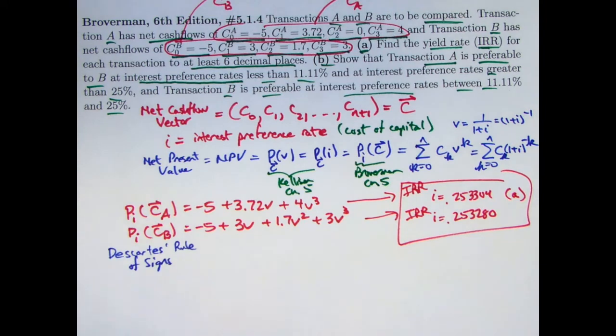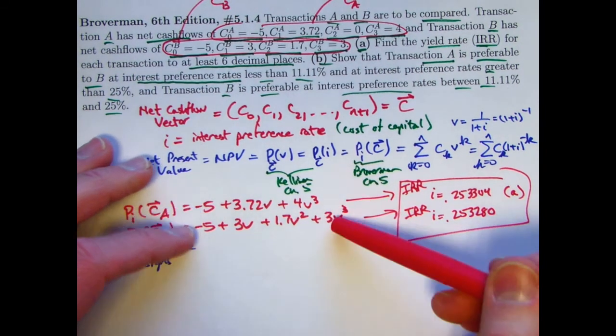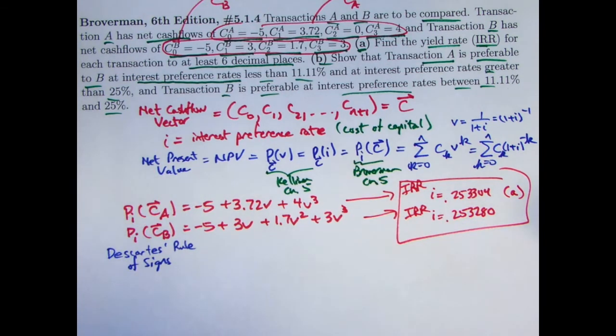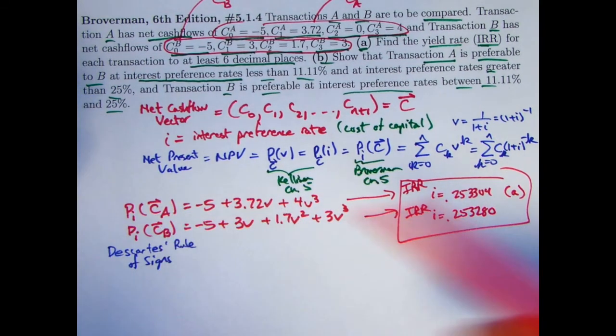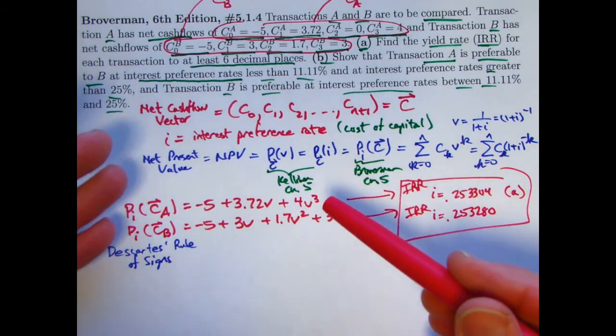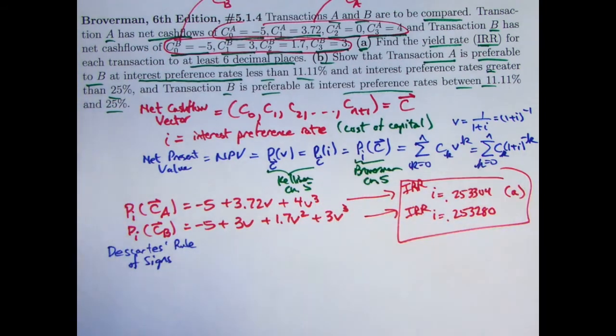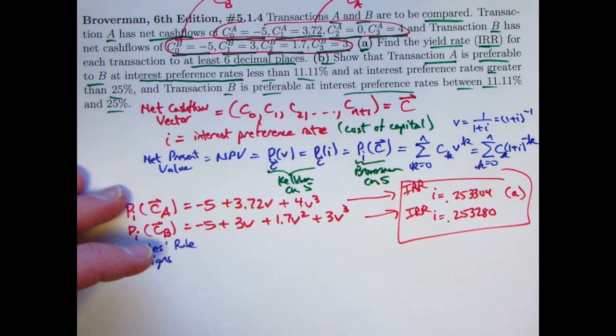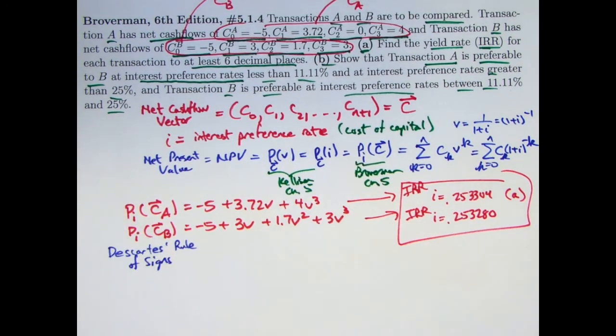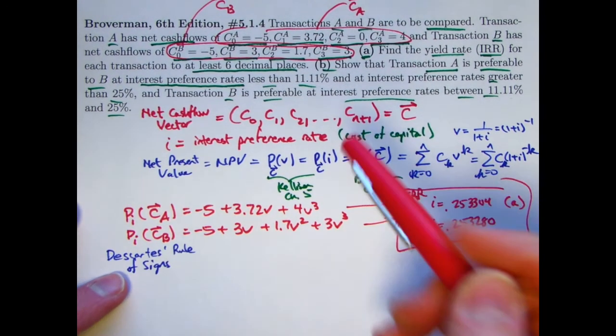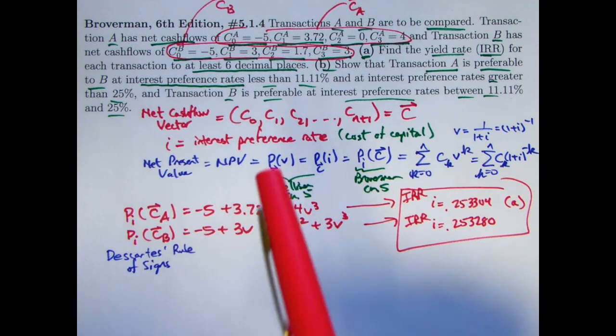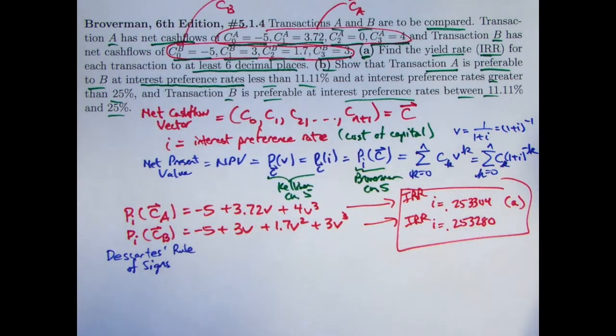So now we're on to part B. We really want to compare these as functions of V now in part B. In part A, we're just trying to find the I that makes them 0. In part B, we want to figure out what values of V, and therefore what values of I, make one bigger than the other, okay, for given interest preference rates.